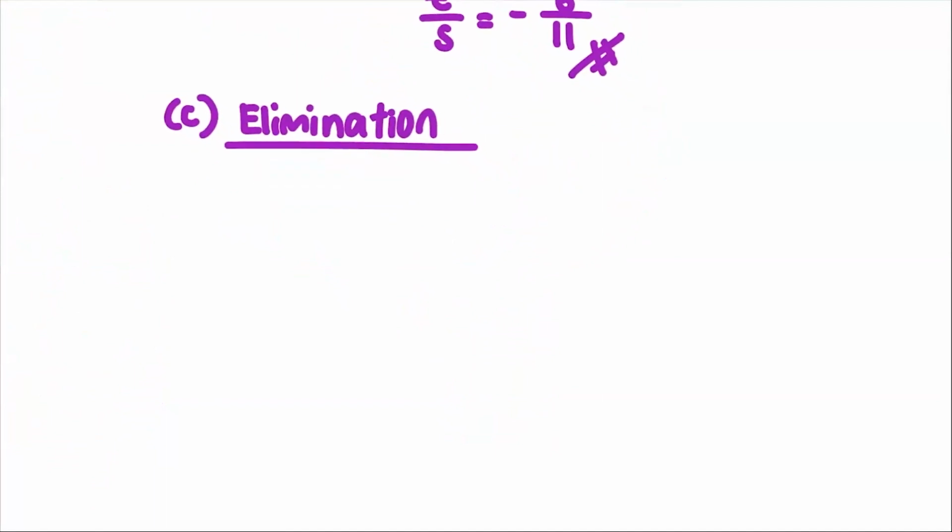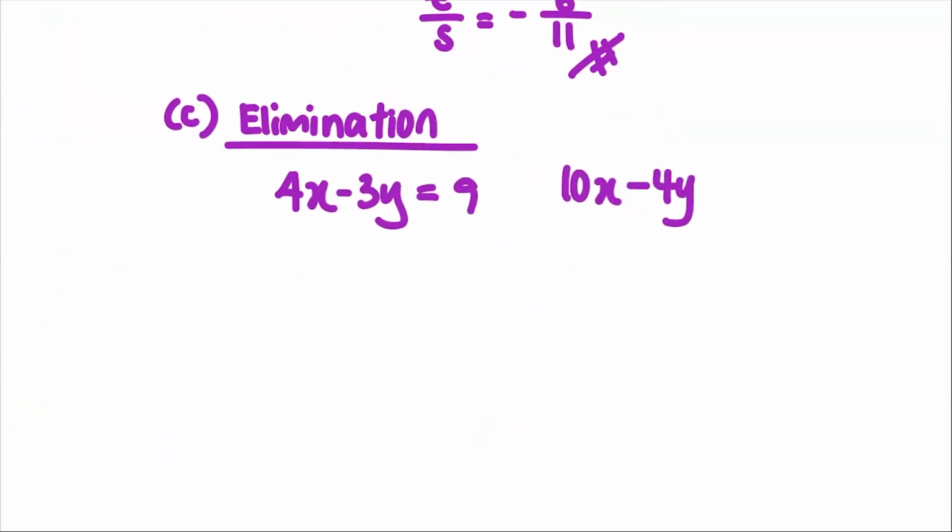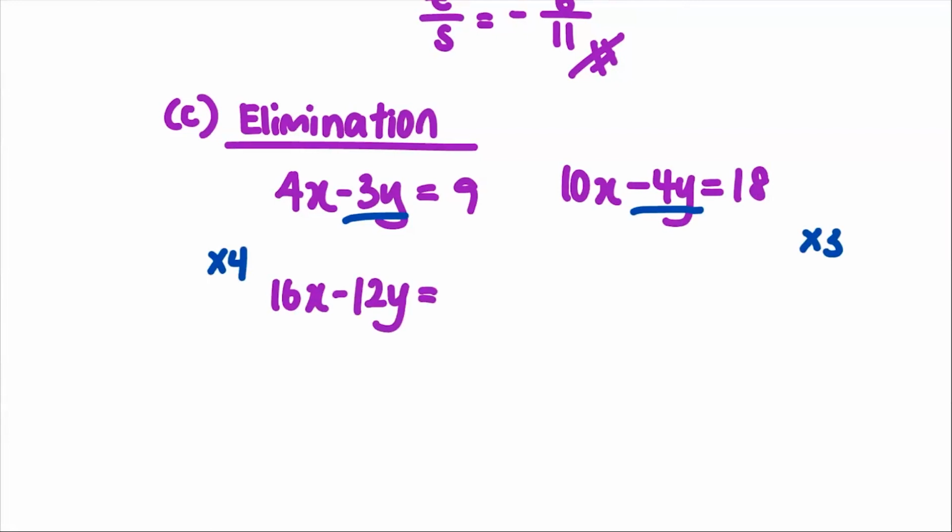So I have my two equations, 4x minus 3y equals 9, and 10x minus 4y equals 18. What I'm going to do is choose one of the variables to make the same. In this case, I'm going to choose the y's because the numbers are very friendly to me. I can times 4 here, and I can times 3 here. And I get 16x minus 12y equals 36, and for this, 30x minus 12y equals 54.